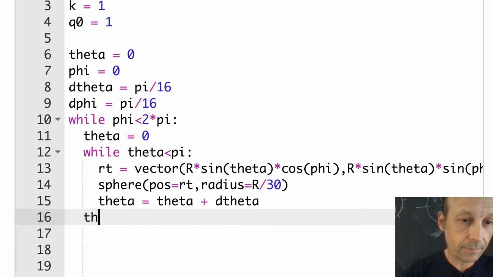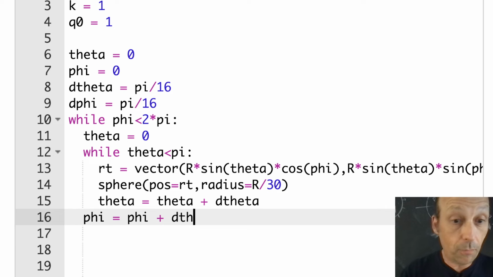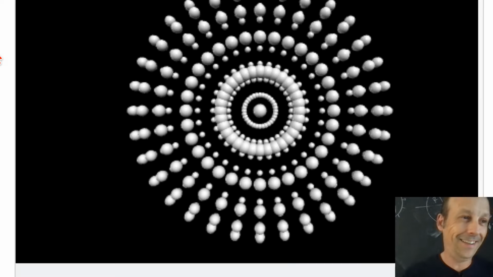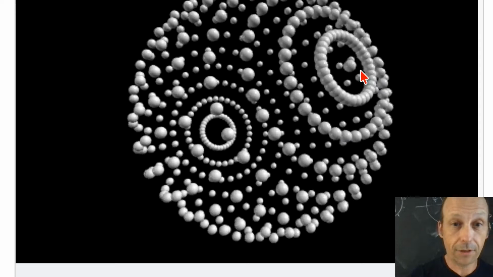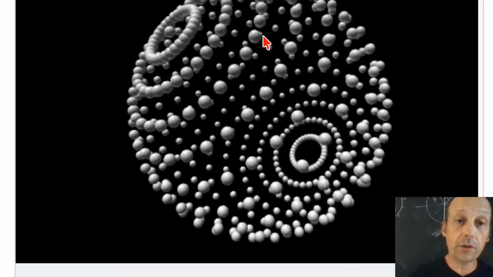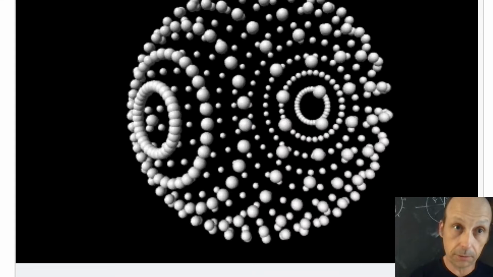So phi equals phi plus... And what do you know? Maybe I did start it over, and this is my 5th time. Okay, got it. And it does look pretty, though, right? So that's pretty cool. Okay, so now what I want to do is to replace those with cylinders.